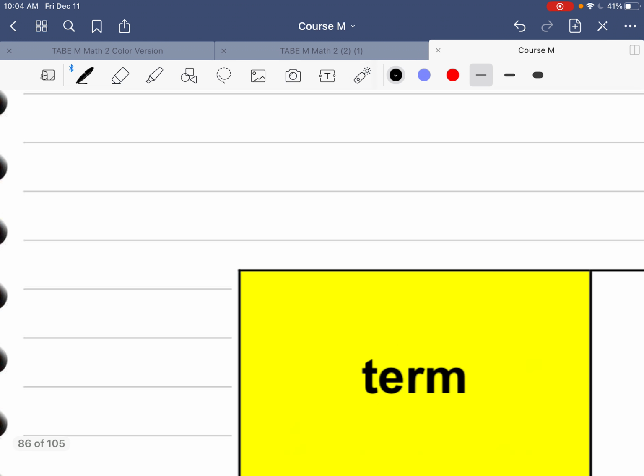Here's one. 3x plus 7 minus a. First of all, is that an expression or an equation? It's an expression because it does not have an equal sign. Here is one term. This term is saying 3 times x. So this is one term.